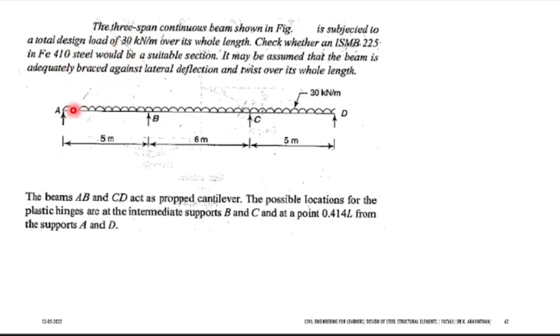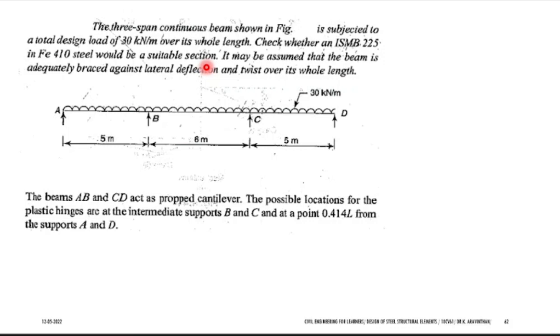So this is a continuous beam which has a uniformly distributed load of 30 kilonewton per meter throughout. And it may be assumed that the beam is adequately braced. All the conditions are here. What they are asking is whether ISMB 225 is enough for plastic design. Now you have to check that. You have a continuous beam and it is going to collapse at a particular load. First find the plastic moment, you will get that MP value, and with that MP you can check with the Indian Standard Code.